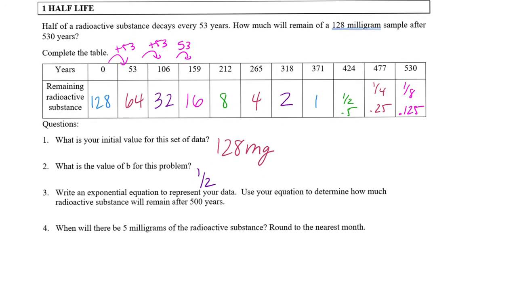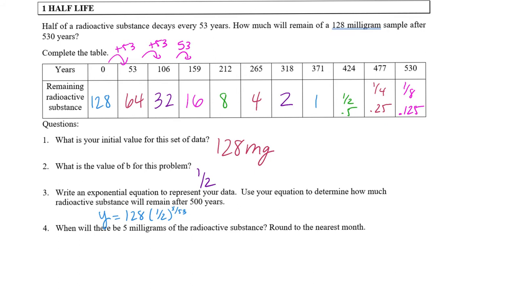Write an exponential equation to represent your data. So let's write an equation. All right, so y equals 128 times 1/2. Now, the exponent here is what's going to be a little bit tricky. So it's going to be x over 53. And the reason is because it takes 53 years to cut in half.